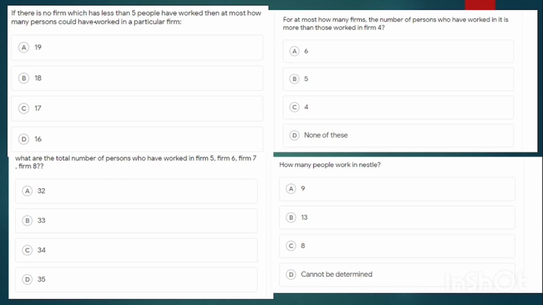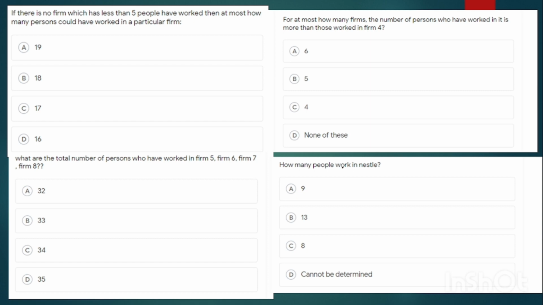If there is no firm in which fewer than 5 people have worked, then at most how many persons worked in a particular firm? This is the first question. The second question is, what is the total number of persons who have worked in firm 5, firm 6, firm 7, and firm 8? For at most how many firms is the number of persons who have worked in it more than the persons who worked in firm 4? This is question number three. And the last question is, how many persons worked in Nestle? So we'll go with the last question first.